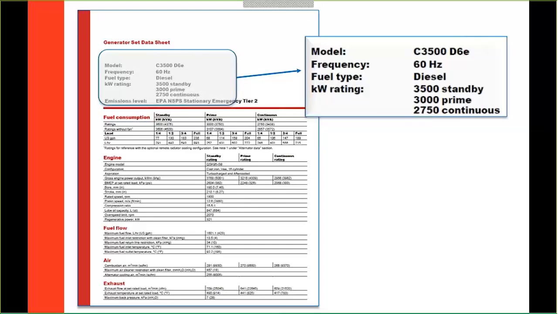So what you're seeing on the screen now is an example of a generator set data sheet. I just wanted to point this out to show that this one particular model, the C3500D6E, is actually published with three different ratings. It includes a standby, a prime, and a continuous rating. That's pretty typical for most generator set manufacturers to offer a single generator set model with a wide variety of ratings covering generally all three of the main ISO ratings.